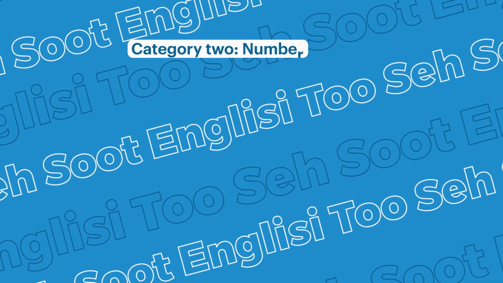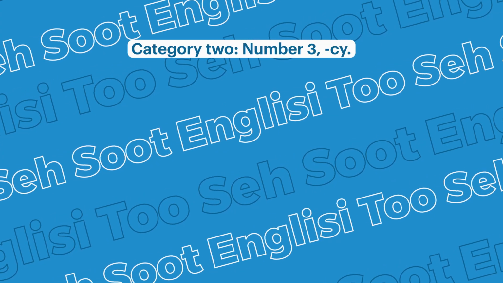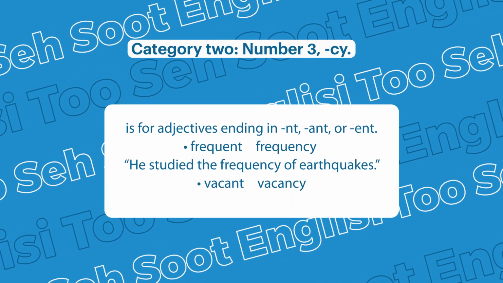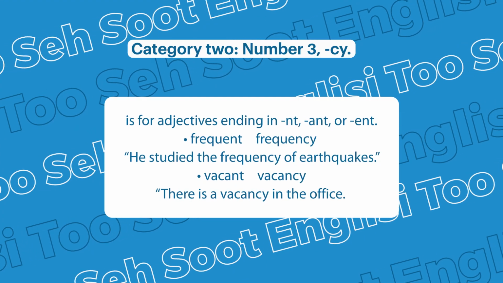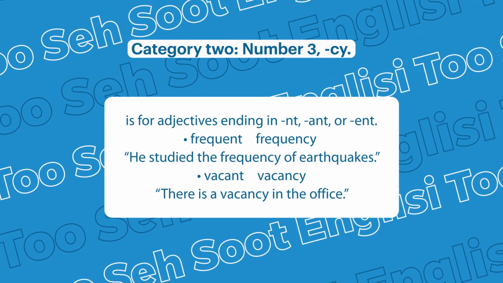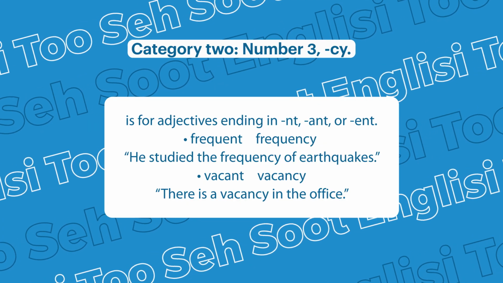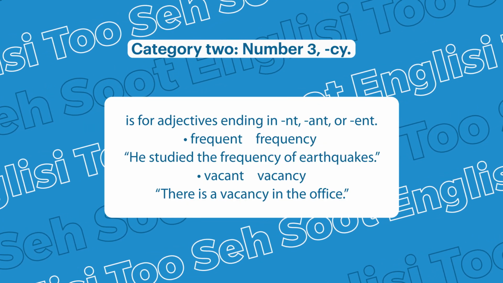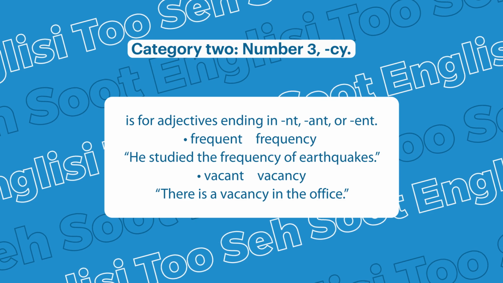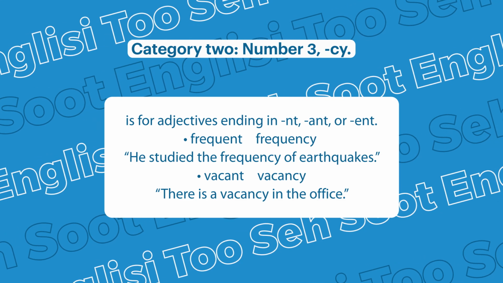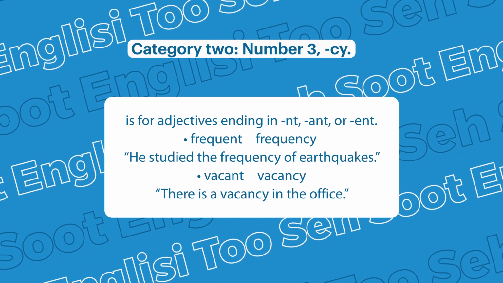Number 3. cy is for adjectives ending in nt, ant, or ent. For example, frequent becomes frequency. He studied the frequency of earthquakes. Vacant becomes vacancy. There is a vacancy in the office.